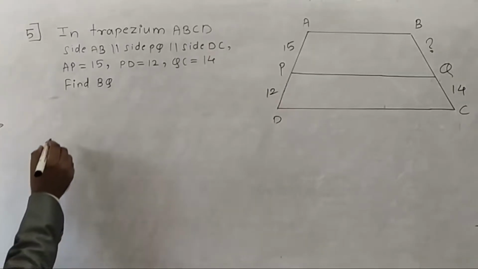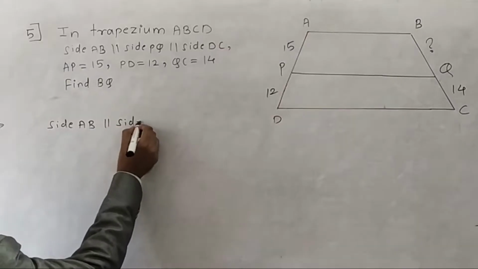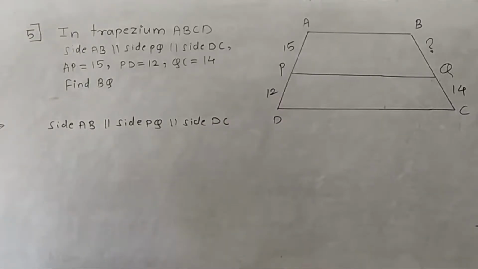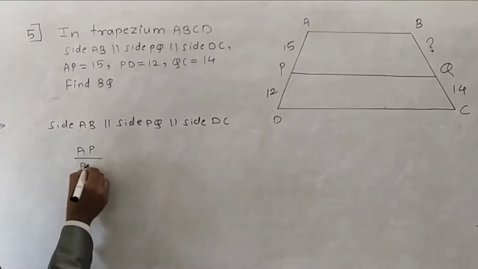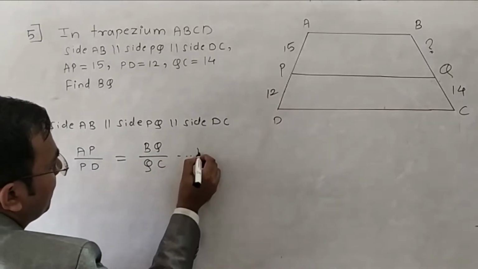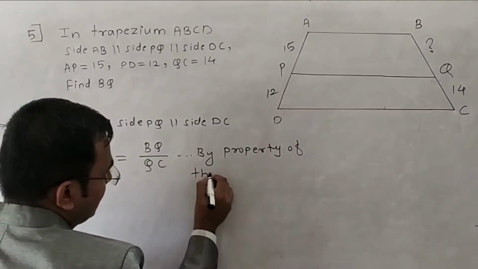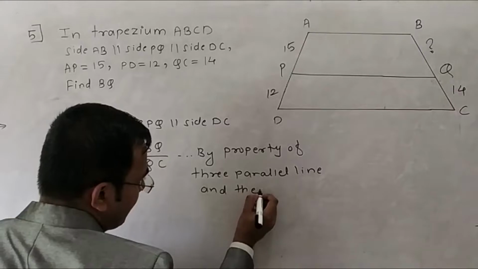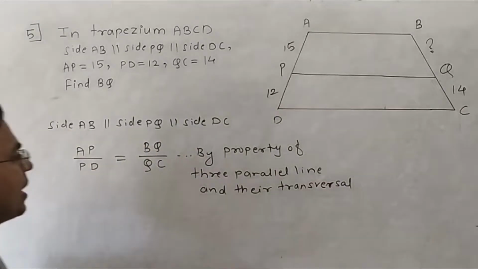Okay, now write down: side AB parallel to side PQ parallel to side DC is given to us, and by using these three parallel lines and their transversal, we can write AP upon PD is equal to BQ upon QC, by the property of three parallel lines and their transversal.